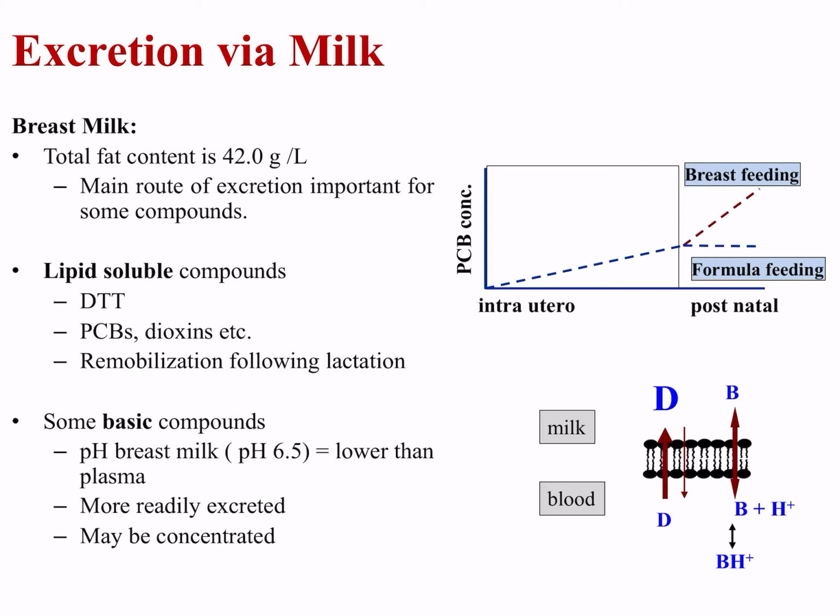Finally, an alternative route of excretion is in the breast milk. This is an unusual situation because the total fat content of the milk is quite high for nursing mothers and can be as high as 42 grams per litre. It is the main route of excretion for some lipid-soluble compounds such as DDT, chlorobenzenes, dioxins, molecules like this. For some basic compounds, the pH of breast milk, normally around 6.5, is lower than plasma and can mean it can get more readily excreted and even be concentrated in some cases.